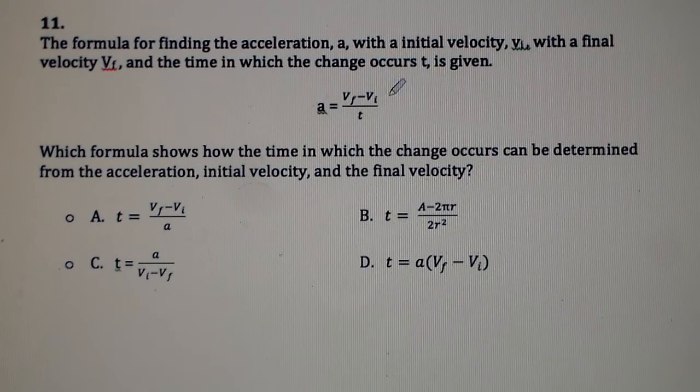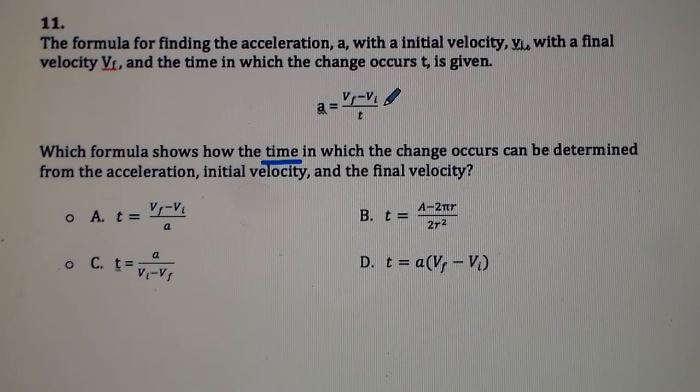Vi is the initial velocity. The final velocity is Vf. So Vf minus Vi divided by t, where t stands for time. So our goal here: which formula shows how the time in which the change occurs can be determined from acceleration, initial velocity, and final velocity? So we have to get that t by itself, which all the multiple choice have t by itself. Cool.